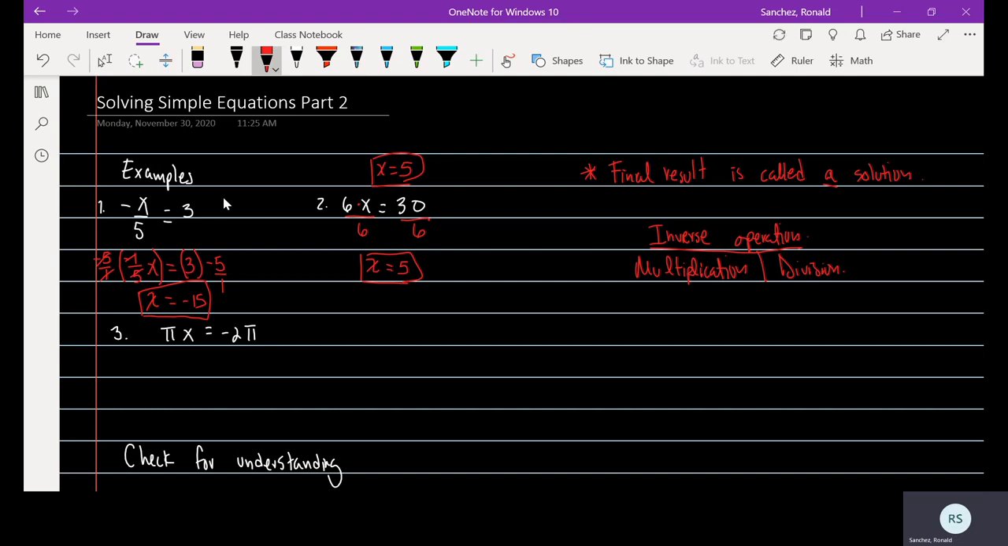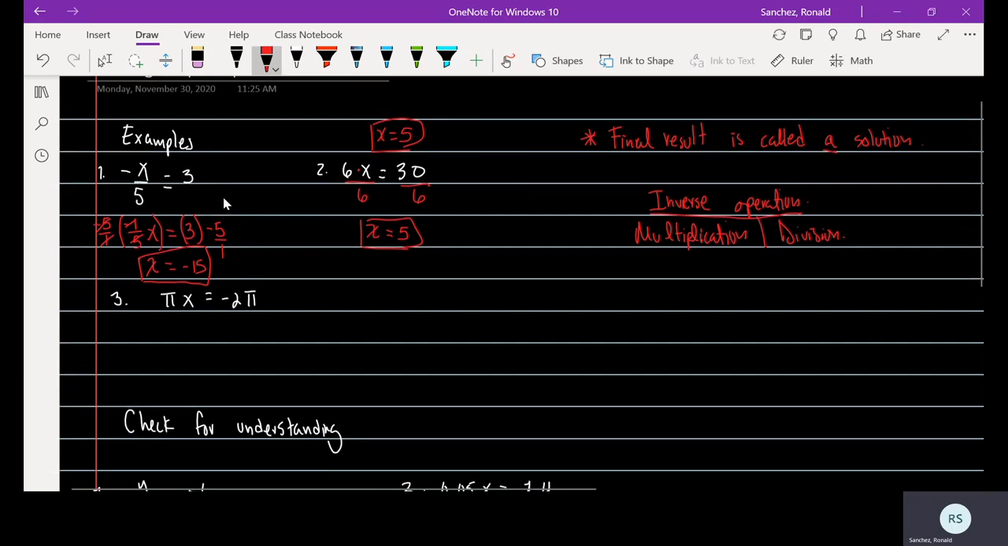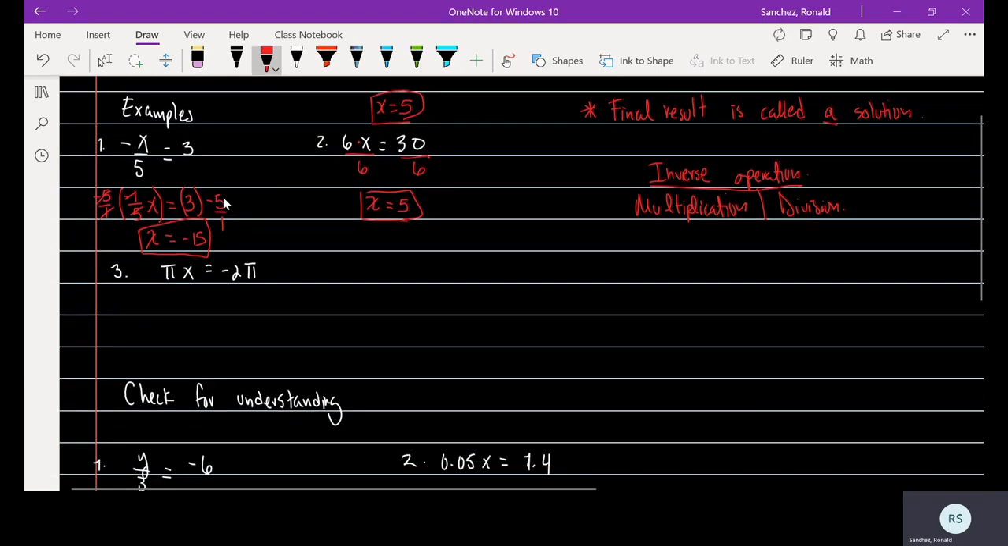Okay, here's the last example before you get to do some practice. We have pi times x is equal to negative 2 pi. And we need to solve for x. People tend to get very confused here because this is a Greek letter, but all we have to know is that this Greek letter is a number, 3.14 and so on. It's a long number. So I'm going to treat pi as any number.